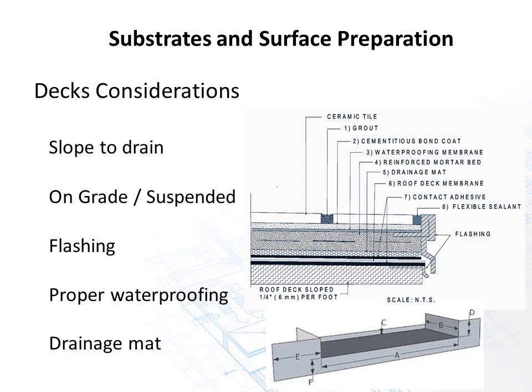Bond coat and tile. So water that gets into the grout joint, if you might, is going to get through the bond coat, into the mortar bed, into the drainage mat. Water always takes the path of least resistance, hits this membrane that's sloped 1/4 inch per foot, and ideally comes out through the flashing.